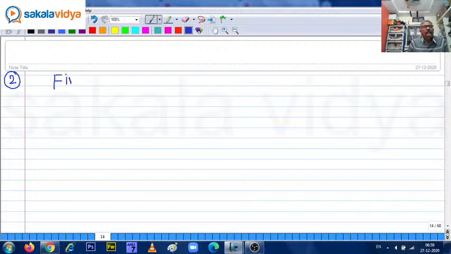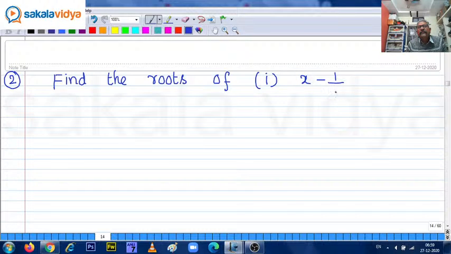Find the roots of the first question: x minus 1 by x equal to 3, x does not equal to 0.